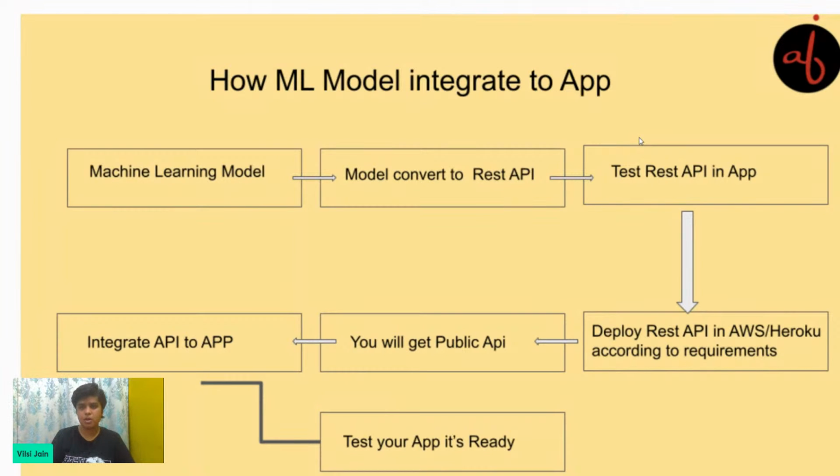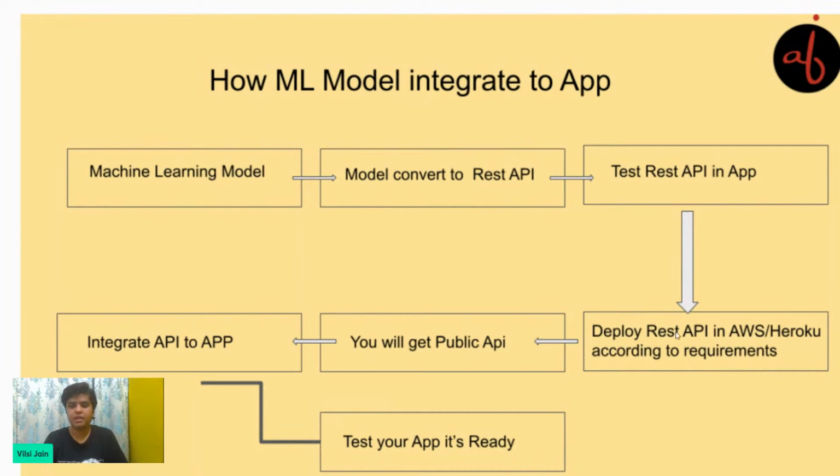Okay. So now test the API in the app or in the website, right? If you're an app developer, you can think of it as an app, and if you're a web developer, you can think of it as a website. Now, deploy the REST API in AWS or Heroku according to the requirement. Deploying means you can use any cloud, not only AWS or Heroku, Azure, anything you can use, right?